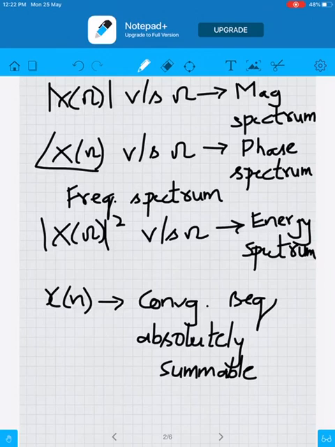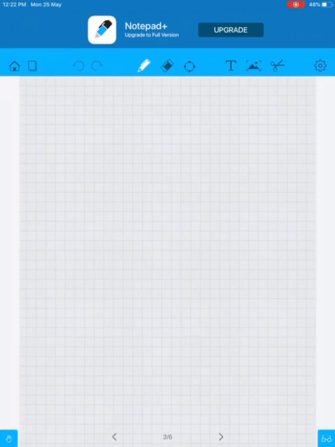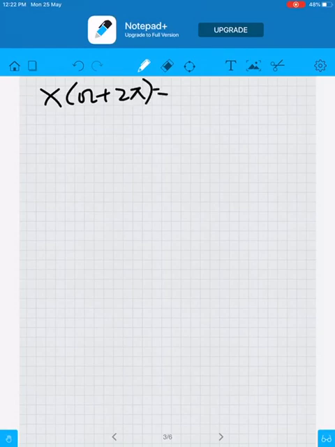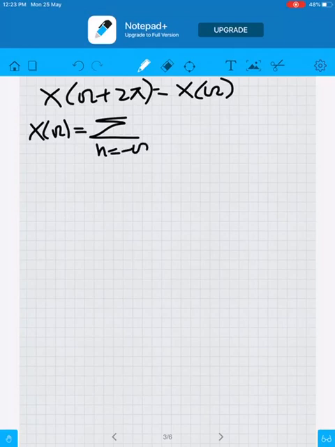Now we shall see whether x of omega is really periodic. If it is periodic, what is the periodicity? We know that it is periodic with period 2 pi. Let's try to prove that. What we are trying to prove now is that x of omega plus 2 pi is equal to x of omega, that is, it is periodic with period 2 pi. For that, let us use the analysis equation. We know that x of omega is given by summation n is equal to minus infinity to plus infinity x of n into e power minus j omega n.